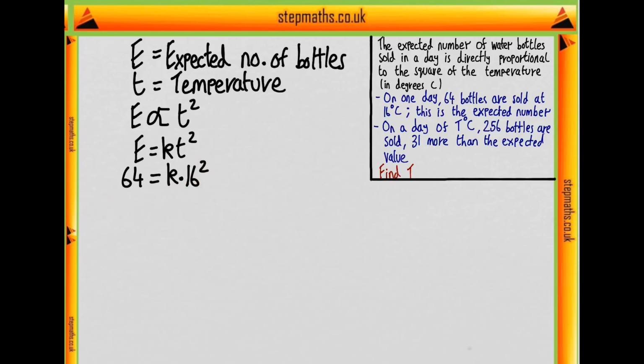But then divide through by the 16 squared, which is 256. And 64 over 256, that's lovely, that's just a quarter. Because 60 times 4 is 240, 4 times 4 is 16, add them together. So this is a quarter, and we're in a much better state now because we can write this relationship down explicitly.